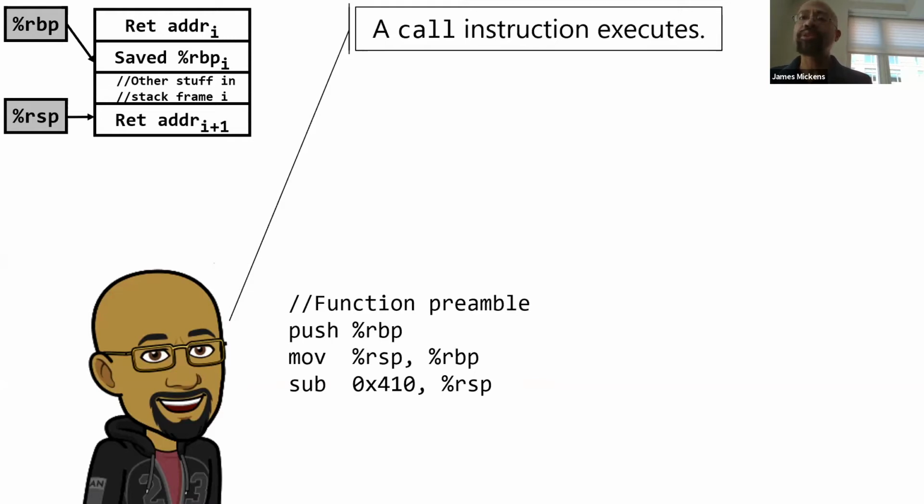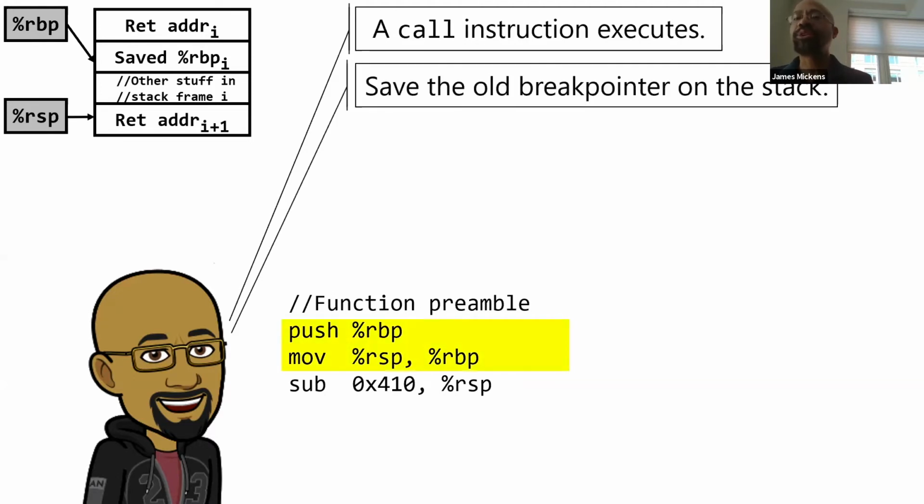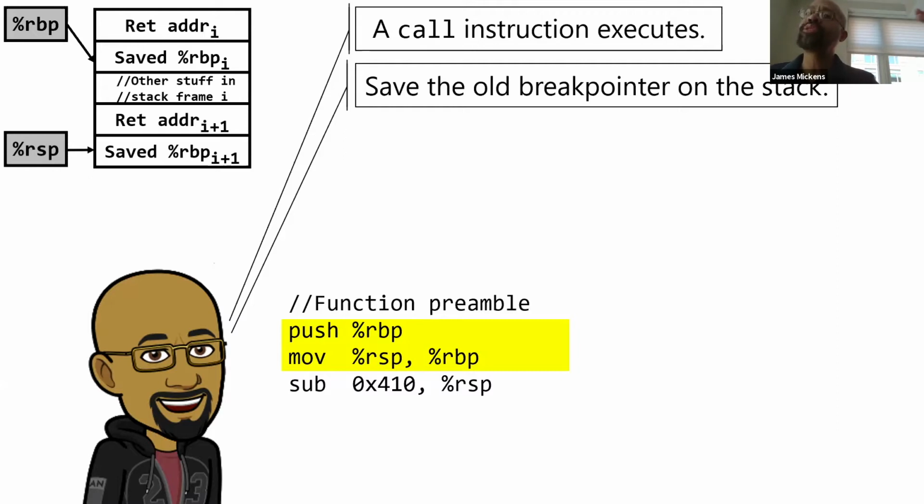So now we're going to look at the function preamble. That is to say, the piece of code at the beginning of this new function that we've just called. First, we're going to look at those first 2 instructions. So what are they going to do? The first instruction is going to push RBP. So it's going to push the current version of the base pointer onto the stack. It's a push, so we're going to move the stack pointer RSP as well.